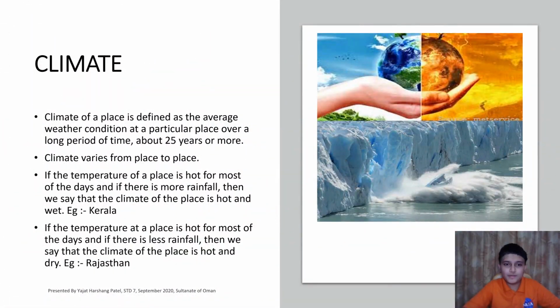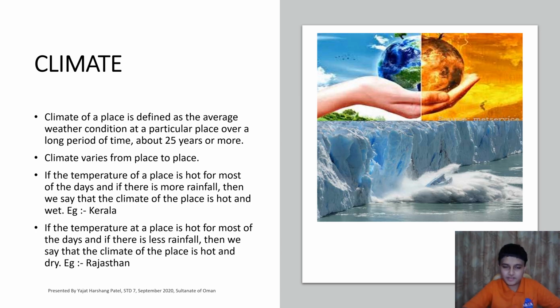Climate. Climate of a place is defined as the average weather condition at a particular place over a long period of time, about 25 years or more. Climate varies from place to place. If the temperature of a place is hot for most of the days, and if there is more rainfall, then we say that the climate of the place is hot and wet. For example, Kerala in India.